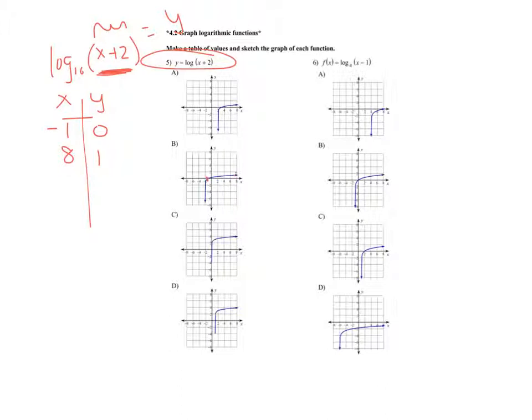You can also think about these in terms of shifts. So we have a +2 inside with the x, so that curve is going to be shifted to the left too. So that's another reason why I can pick B.